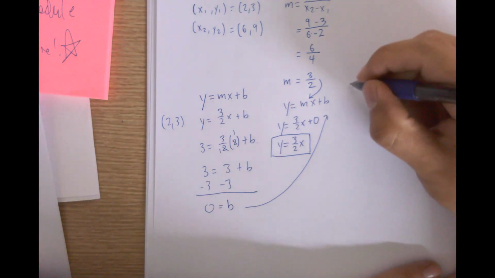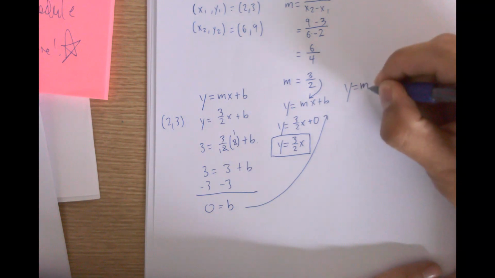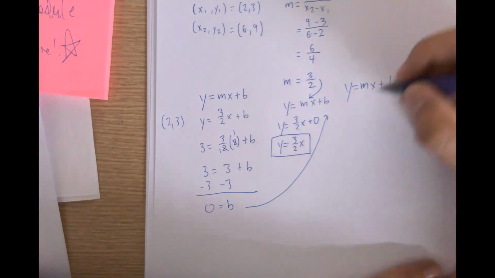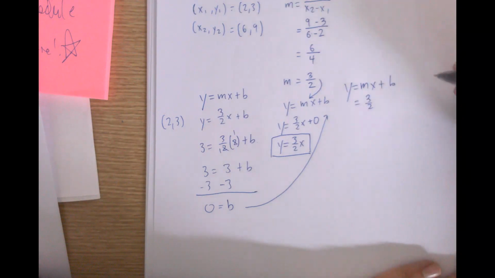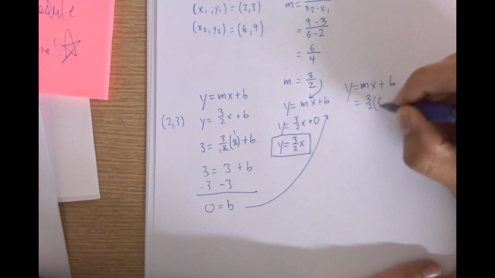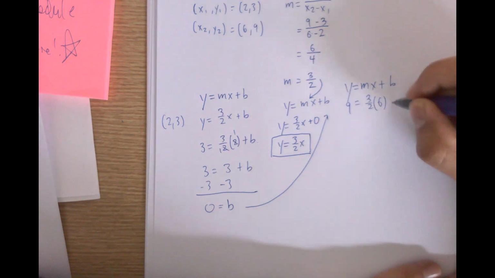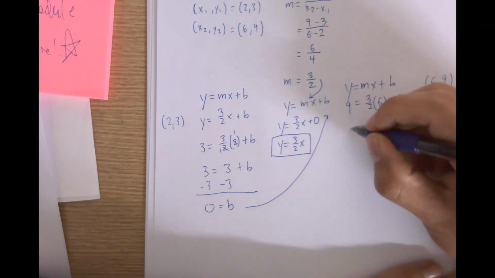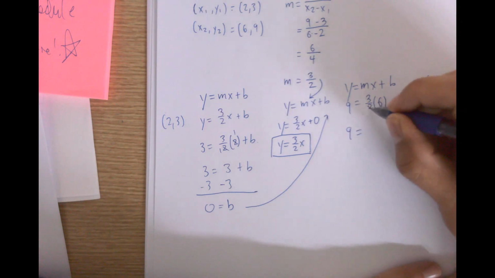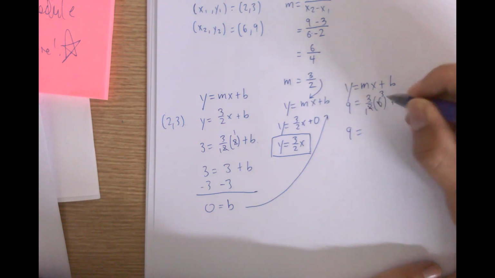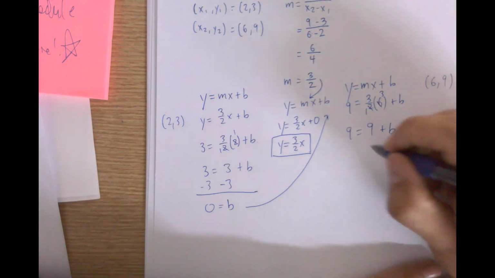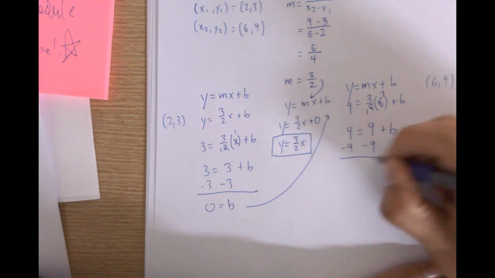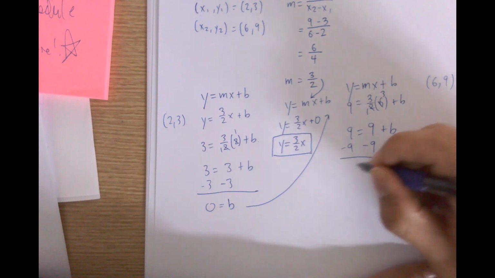You could also plug into y equals mx plus b your other set of points. So we have 6, 9. You could plug in 6 for x, 9 for y. And if we solve, we get 9 equals, this cancels out to 1, 3 times 6 equals 9 plus b. We subtract 9 from both sides, and we get b is equal to 0, just like the other one.